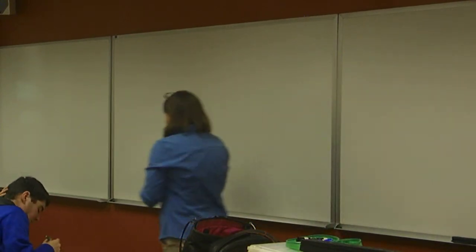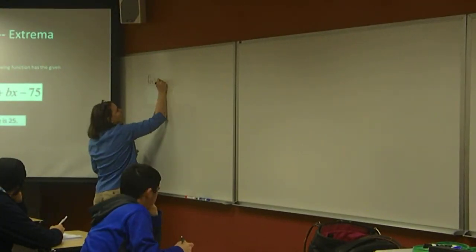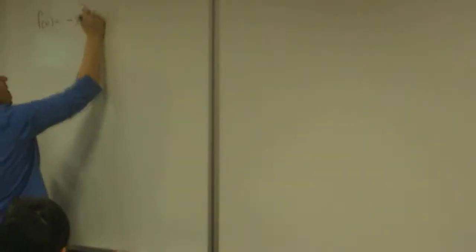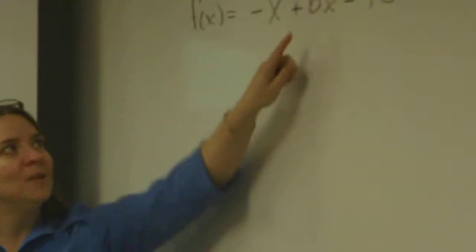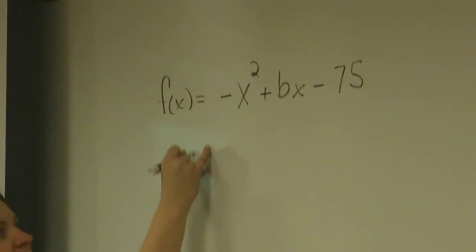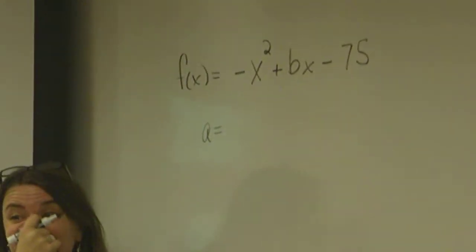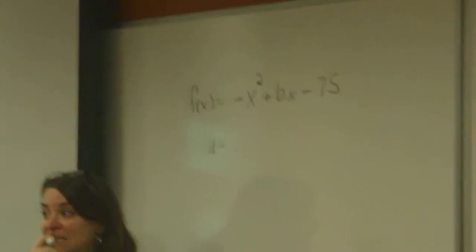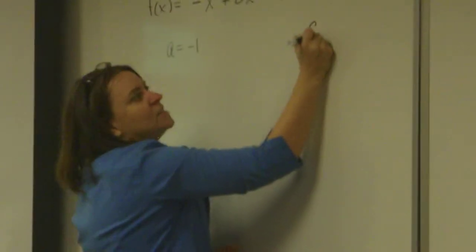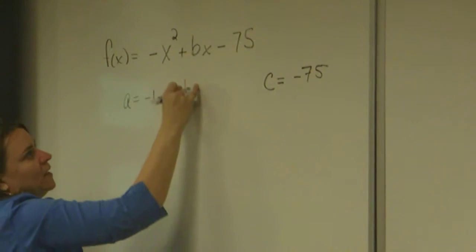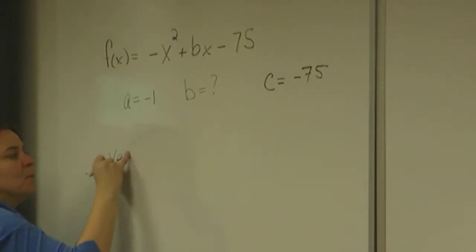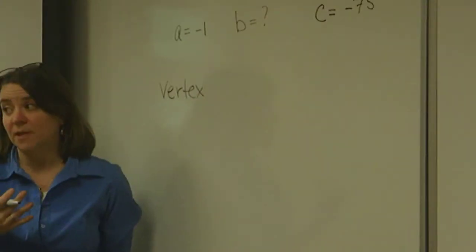Maybe we organize ourselves. We don't know what the parabola is yet because we don't know B. But we know A, the leading coefficient, which is -1. And we know C, which is -75. Okay? We don't know B yet. But we know what we want the vertex to be.